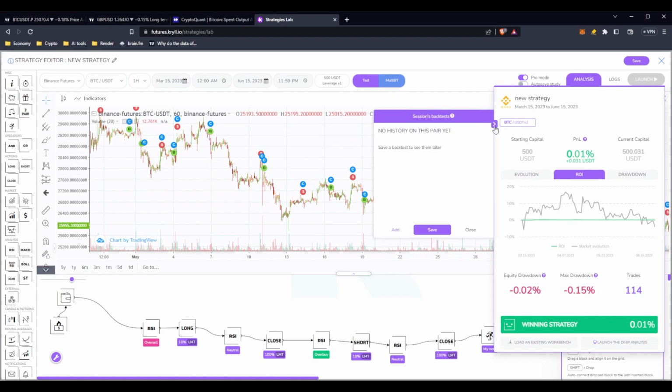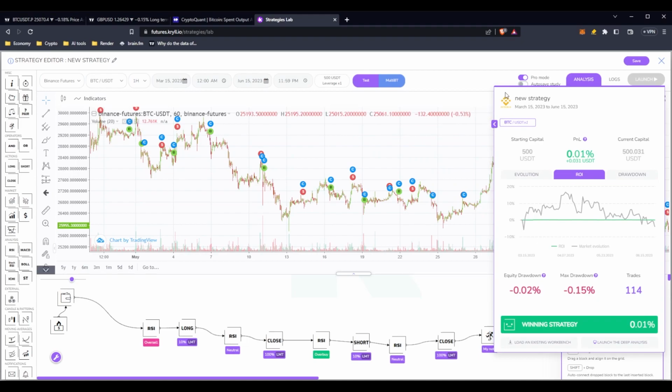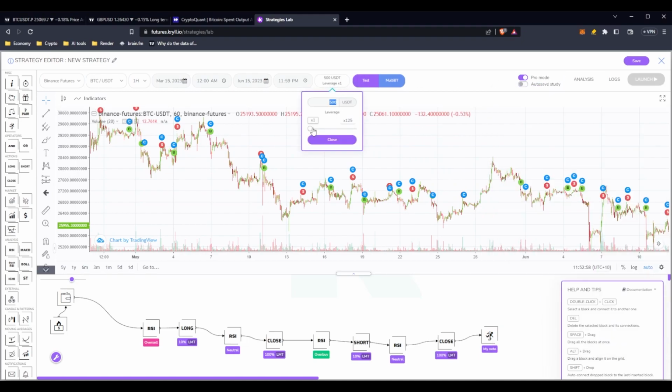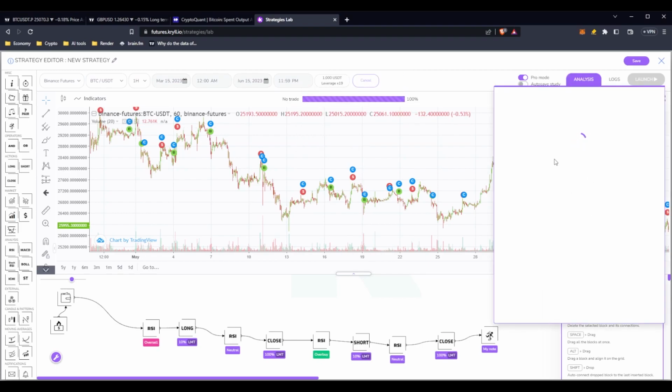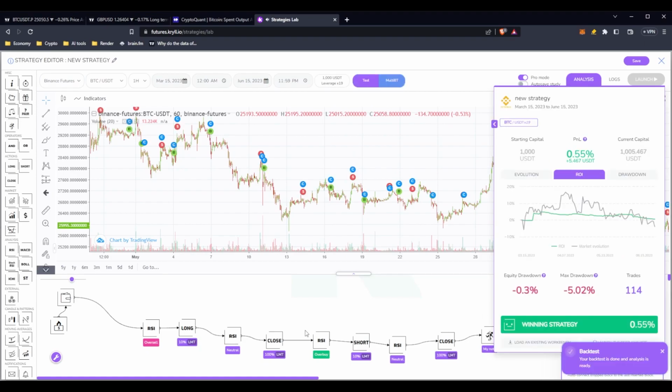And by the way, the reason that this is a very low number is because of the leverage. I put it at 10, this up 20, I'll make this one 1000. Let's test it again. This will probably give you a better number. Okay, as you can see, it shows that in 114 trades with the maximal drawdown of this, it gives us only 0.55%, which is on $1,000, with 19 leverage.